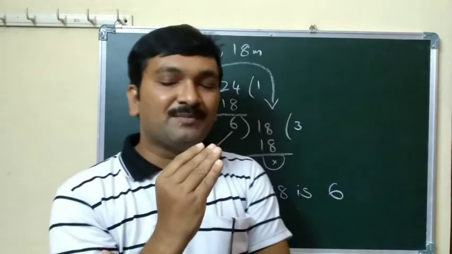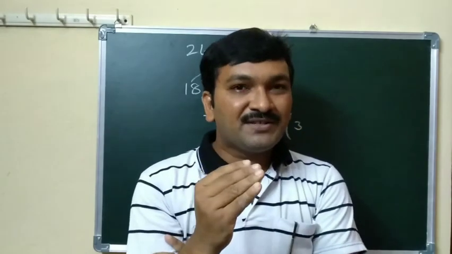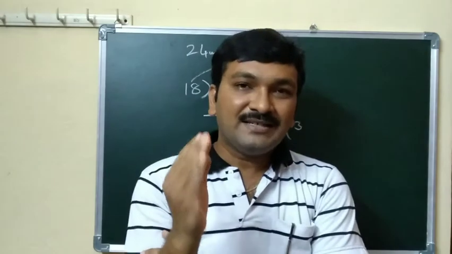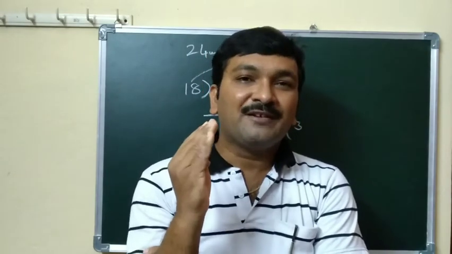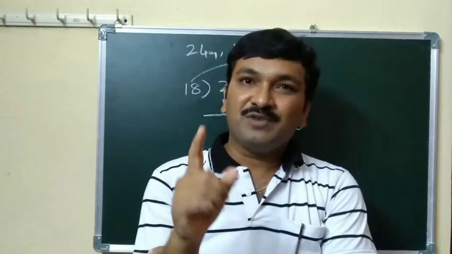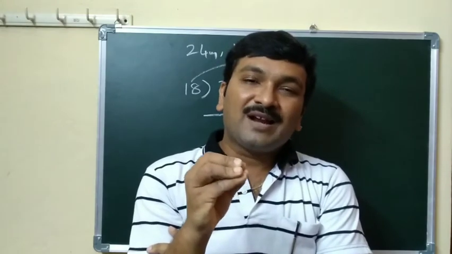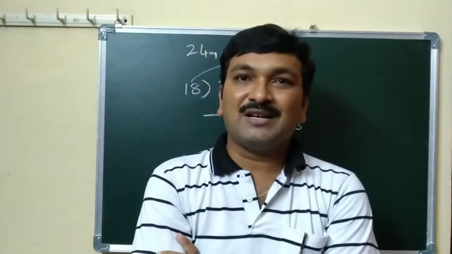Next are the rational numbers, indicated by the capital Q. The definition of a rational number: numbers which are in the form p by q, where p and q are integers and q is not equal to 0, are called rational numbers. Next are irrational numbers, denoted Q dash. The numbers which cannot be written in the form p by q are called irrational numbers.